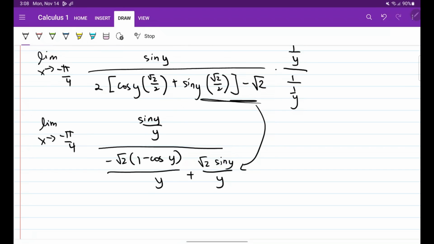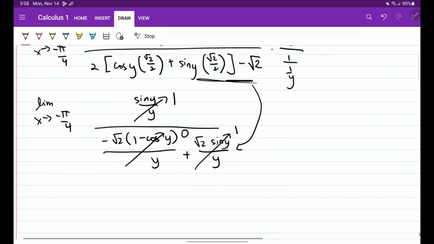And now, sabi natin, sin y over y ng limit, this is 1. Diba? And this is 0. And this is 1. Okay? So, ang matitira na lang sa atin would be 1 over square root of 2. Okay? So, matitira to, square root of 2 na yan. And this is just equal to square root of 2 over 2.